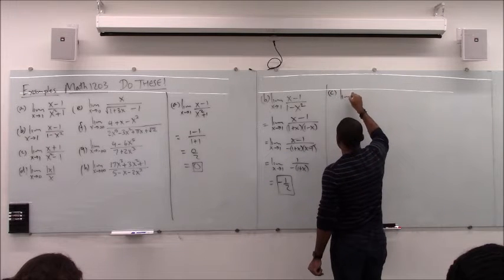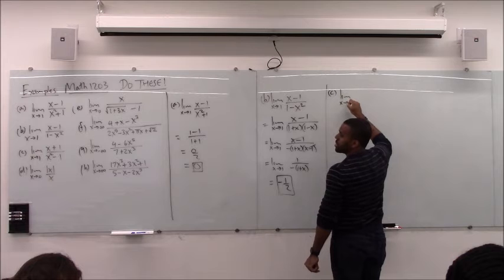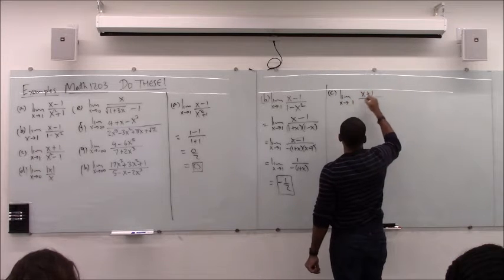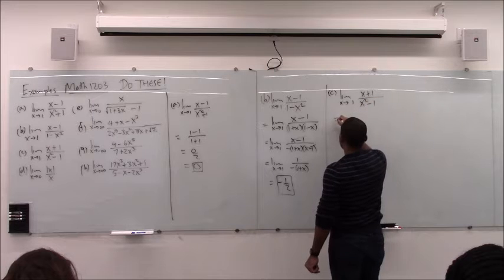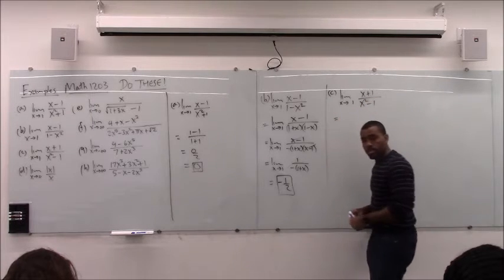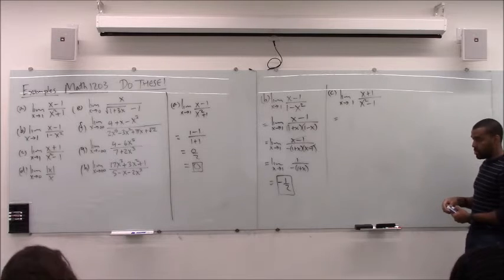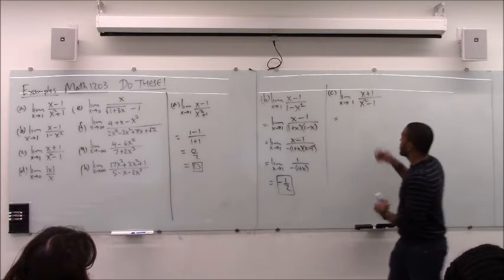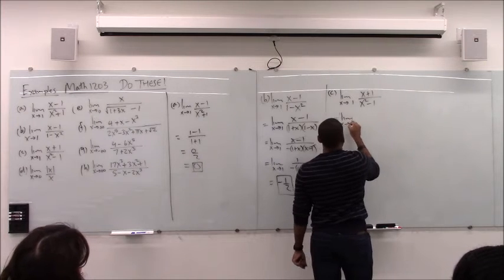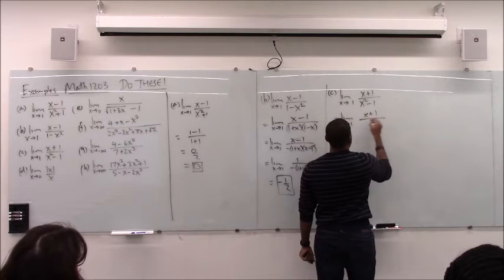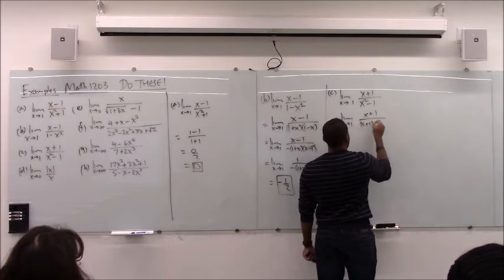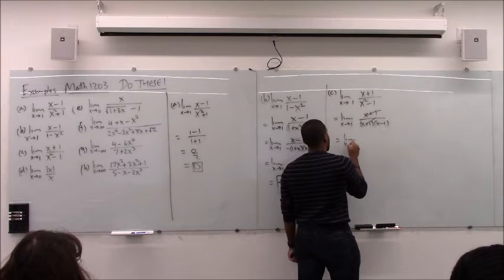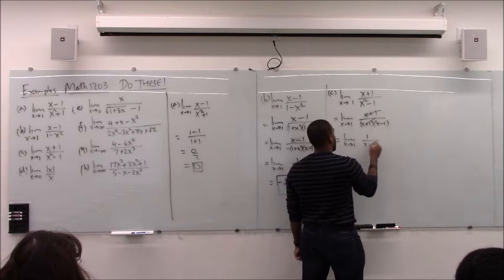Now C, limit as x goes to 1. What happens here? You can simplify it to x plus 1 divided by x plus 1 times x minus 1. Cancels. So what do we have now?